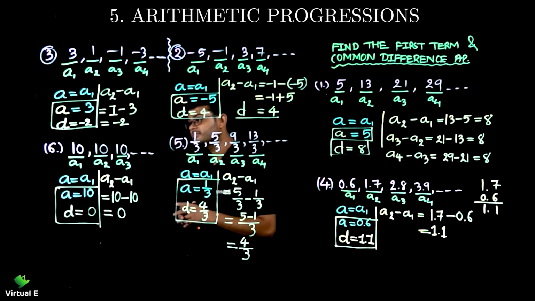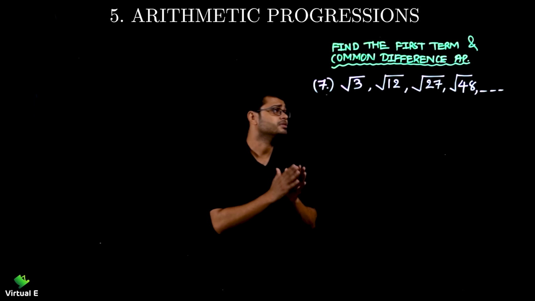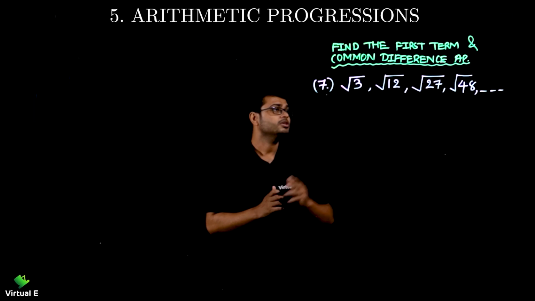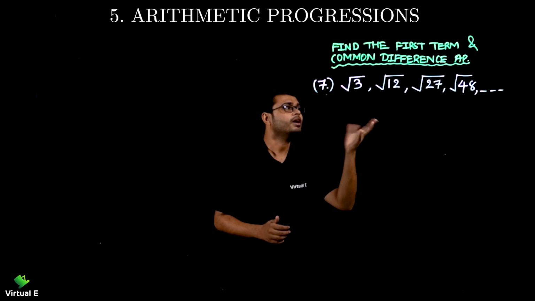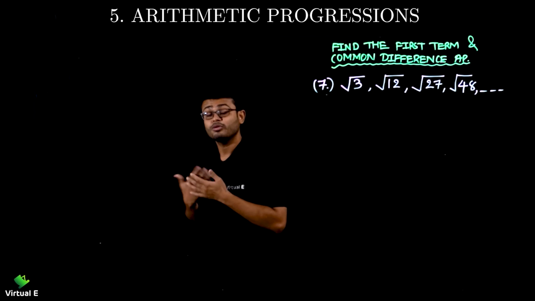Let's do one more sum with terms with square roots. Very important question, because the first time you see it, it is difficult to identify whether it is an AP or not, how to find the common difference, how to find the A.